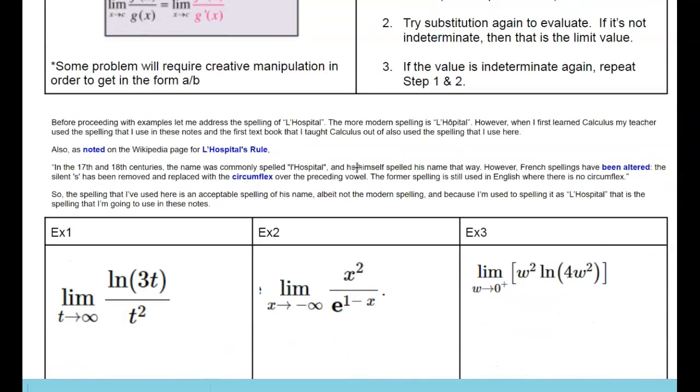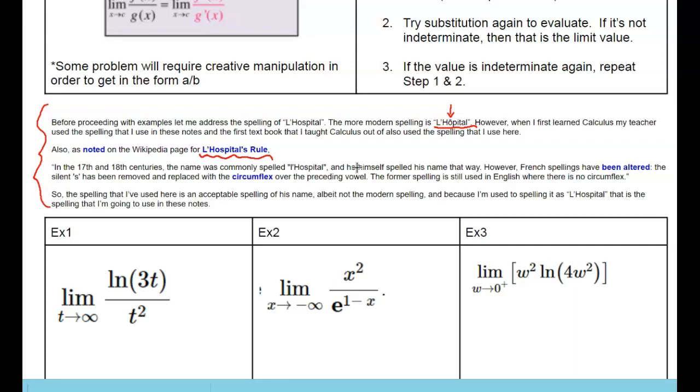I have a little note here because some people, and it's not a typo, so I have a little history included on L'Hopital with, I couldn't make that little symbol because that's in Google Docs.